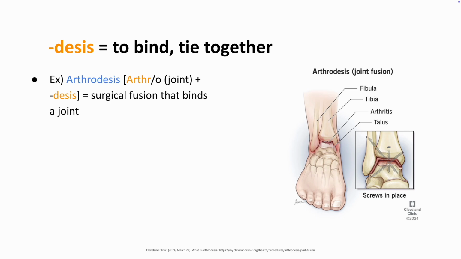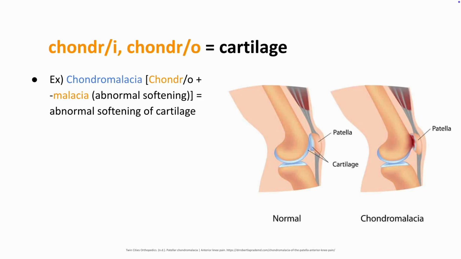Chondri, so that I is also one way to show a combining form. Some combining forms use I or U instead of O. But don't worry too much about it. Just know the chondro, CHONDR parts. Chondro, combining form, is cartilage. So chondromalacia: chondro, cartilage, plus the suffix malacia. Remember from last lecture, it means abnormal softening of something. So chondromalacia is abnormal softening of cartilage.